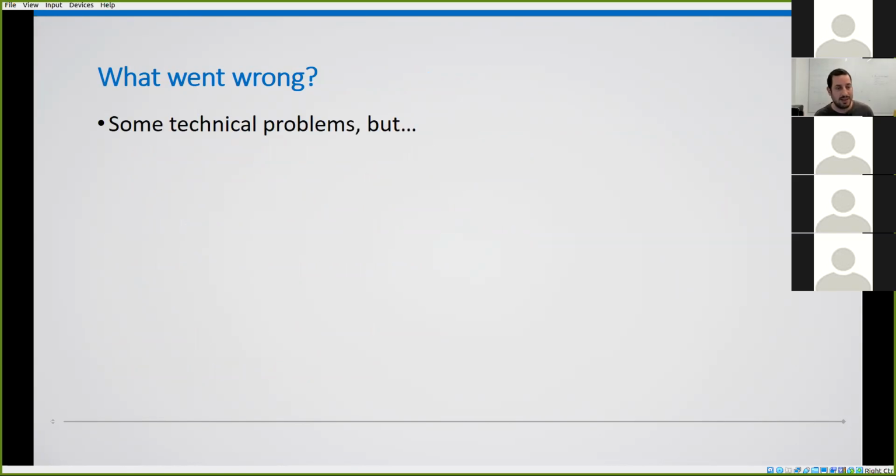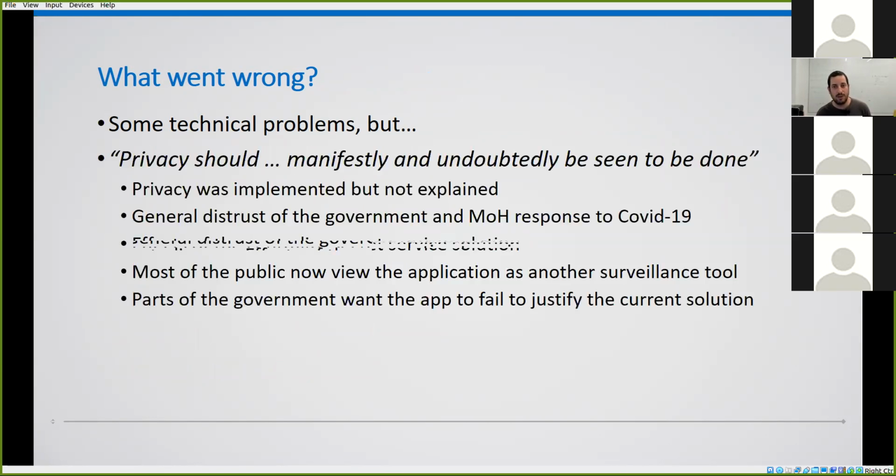There were some technical issues with development and the implementation, but basically it goes back to the fact that, as we said before, the privacy was basically done, but it was not shown to be done. It was not explained to the public. And the application was deployed where in the background we have general distrust of the government handling of the whole COVID-19 situation.